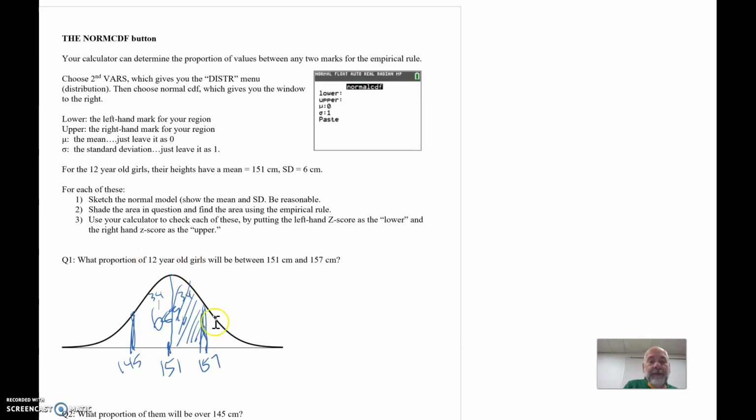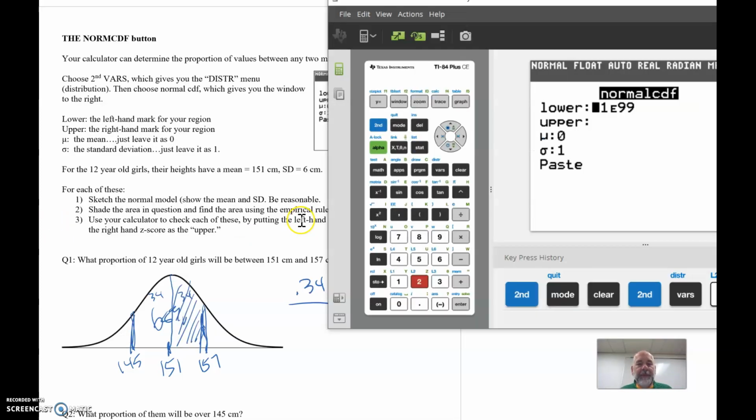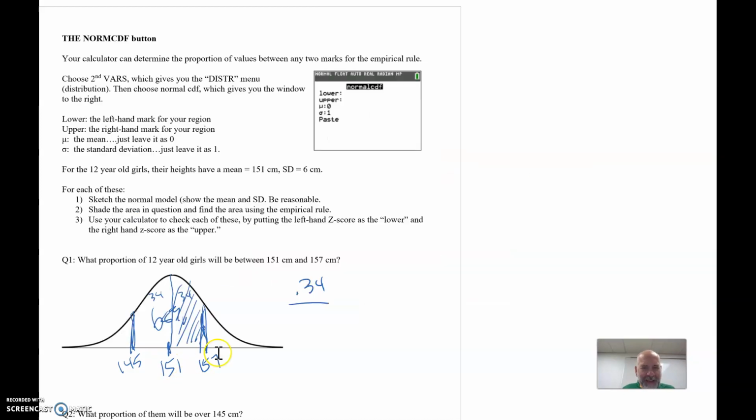So it looks like I'm getting 34%, so I'm going to put 0.34. I'm going to leave it as a proportion. Okay, now we want to show you how to do it on the calculator. Use your calculator to check each of these. And I didn't change something here when I moved some things around.